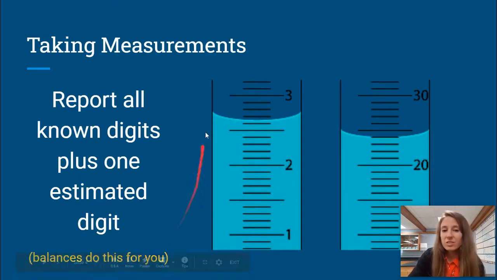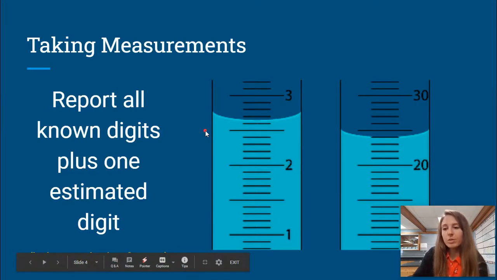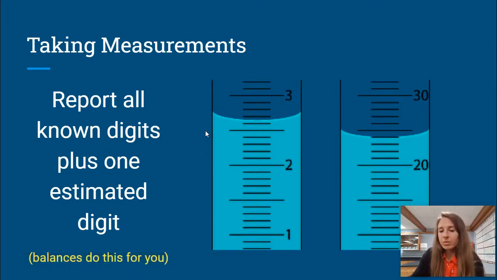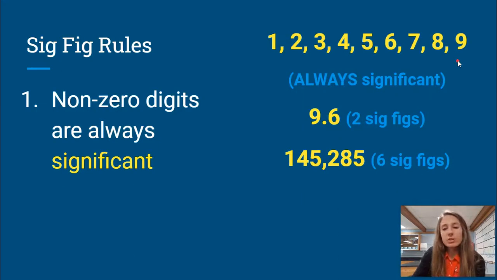Now, balances do this for you. So whenever you put something on a balance to find the mass of it, all of the numbers that are given to you are going to be significant. They are certain. So there are rules for counting the number of sig figs in a value, okay?